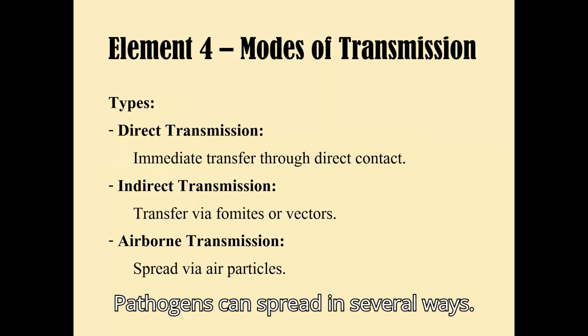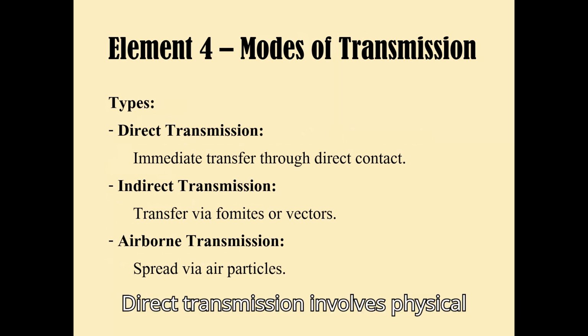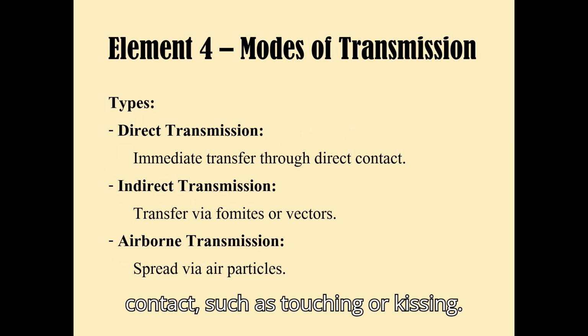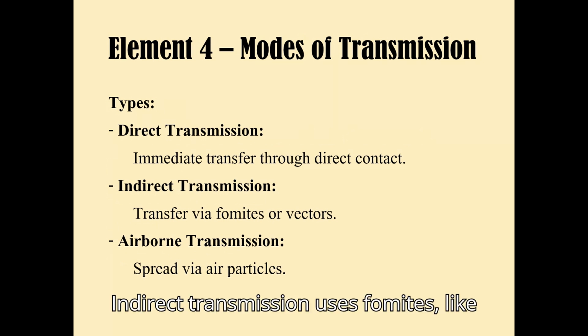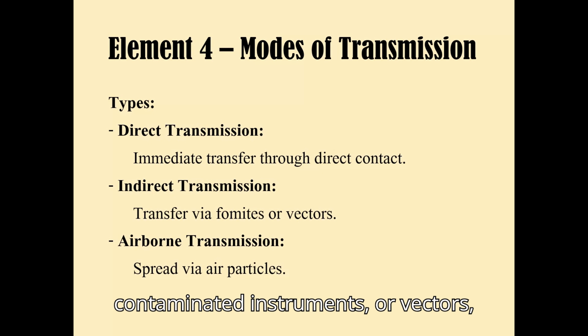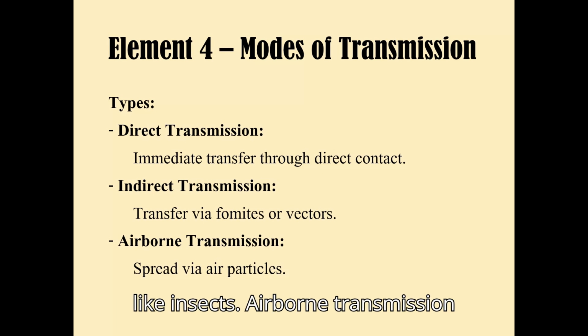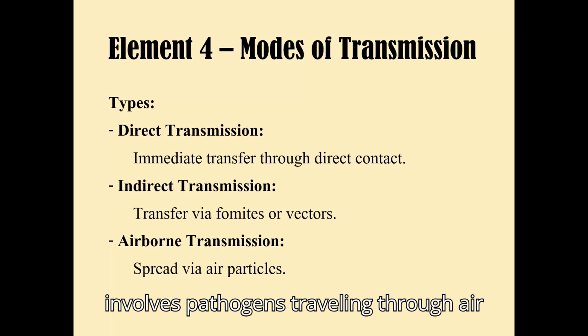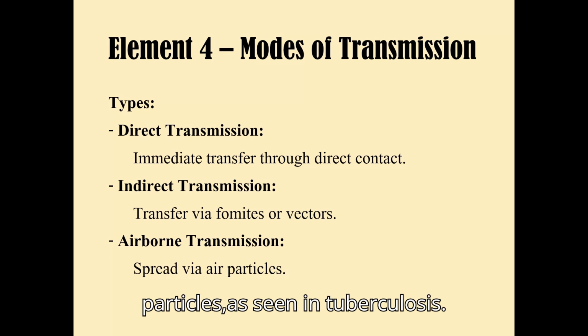Pathogens can spread in several ways. Direct transmission involves physical contact, such as touching or kissing. Indirect transmission uses fomites, like contaminated instruments, or vectors, like insects. Airborne transmission involves pathogens traveling through air particles, as seen in tuberculosis.